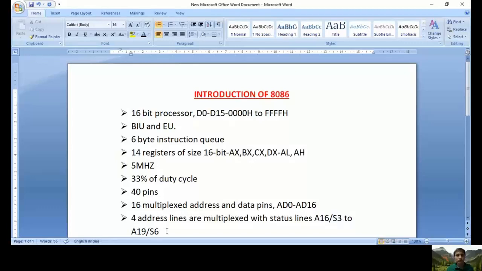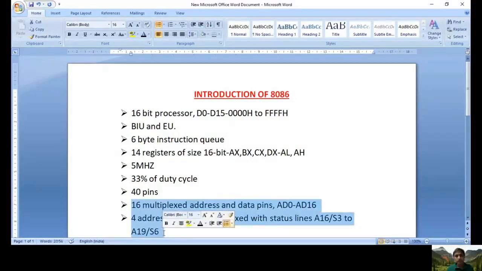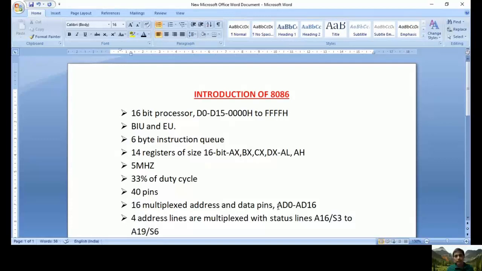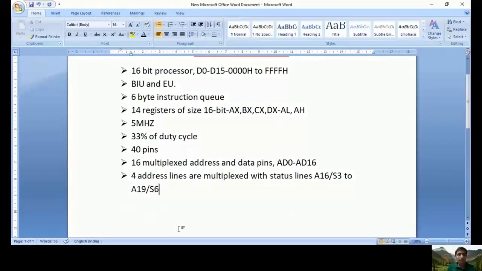Finally, a total of 16 multiplexed address and data lines are present, and 4 address and status lines are present, so a total of 20 multiplexed lines. To separate these multiplexed lines into pure address lines, we use latches. Generally, each latch can separate only 8 lines, but here 20 address lines are present, so we need 3 latches. Because of 20 address lines, the 8086 can access 1 megabyte of memory.